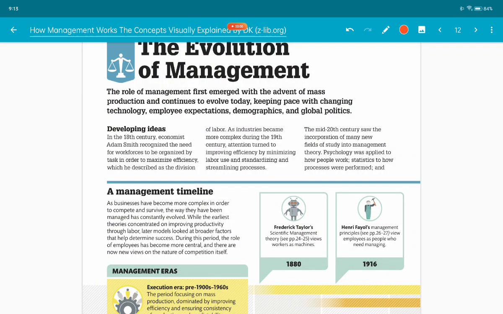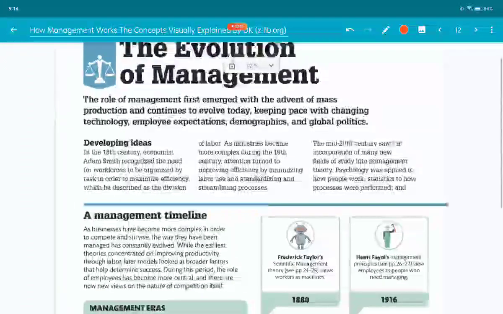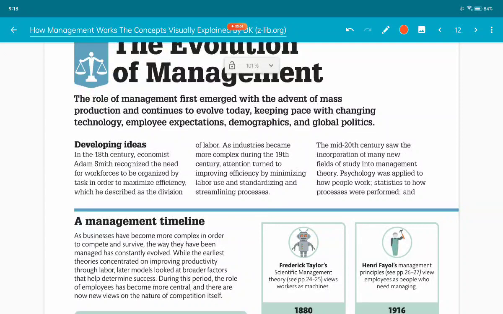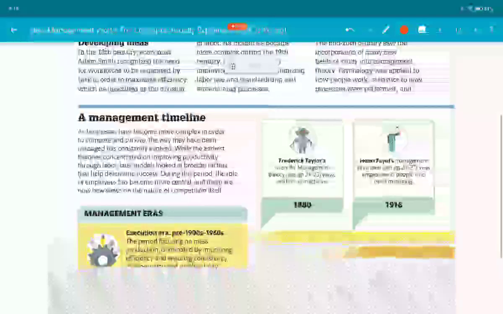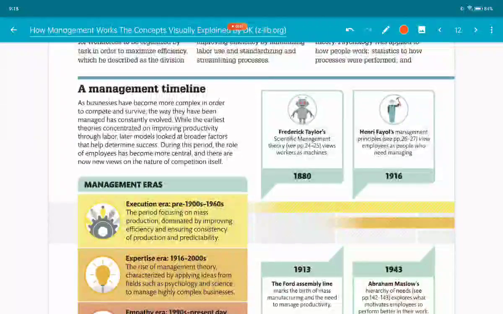Let's discuss the evolution of management. The role of management first emerged with the advent of mass production and continues to evolve today, keeping pace with changing technology, employee expectations, demography, and global politics. These things I already discussed in my last part.